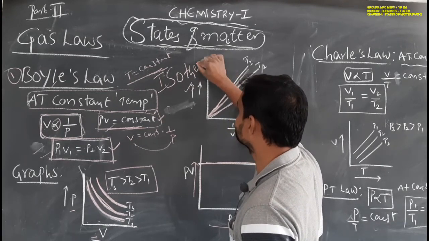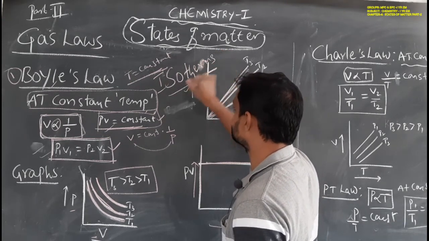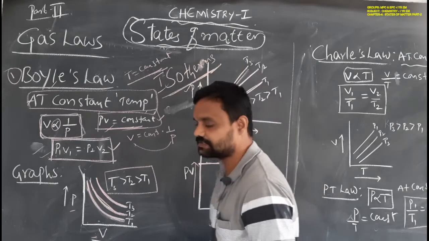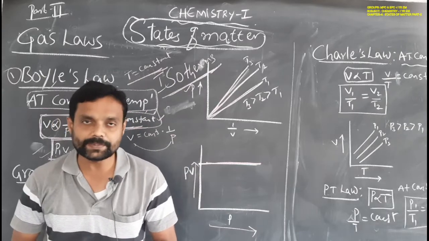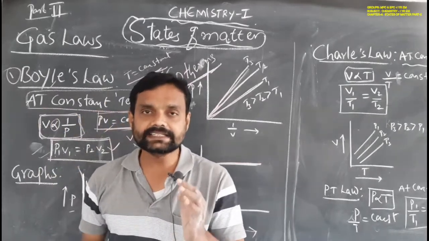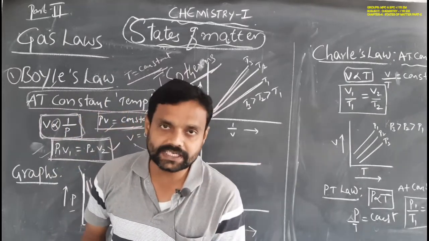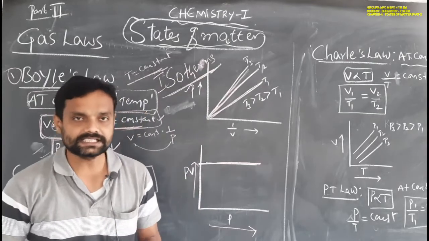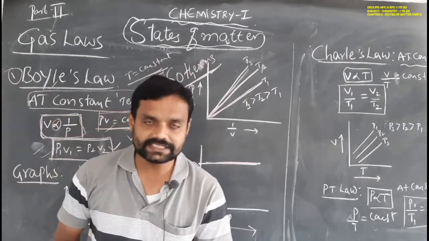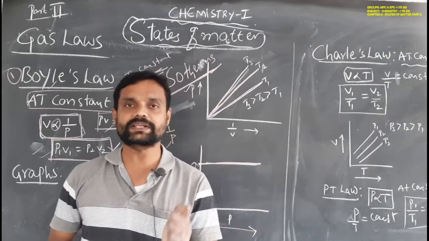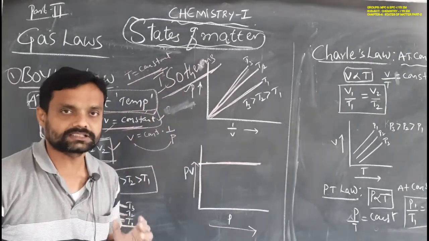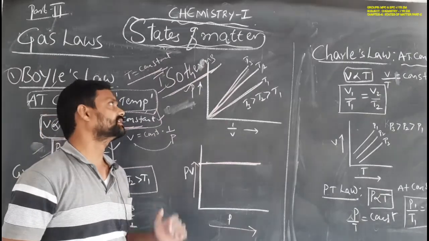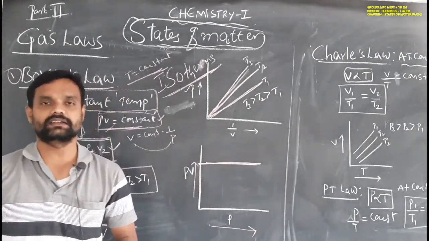Isotherms. Okay students, what is meant by isotherms? When we draw the graph between the pressure and volume at constant temperature, that graph is simply called an isotherm. So this is about the meaning of Boyle's law.